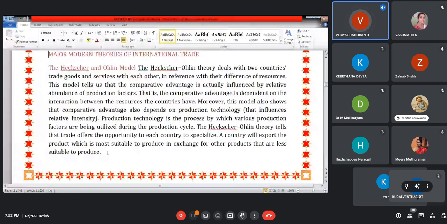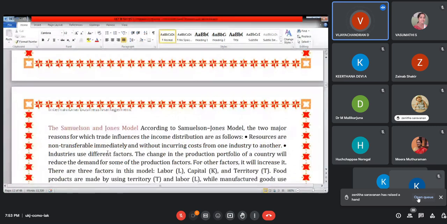Nothing difficult, no need to crack your head or get confused. Heckscher-Ohlin model means what? Comparative advantage. When comparing two countries, one country will have the advantage in producing a product. So that is known as the Heckscher-Ohlin model. So HO means what? C. HO means C. Heckscher-Ohlin model means comparative advantage theory. Okay. Next, I'm moving on to the Samuelson-Jones model.